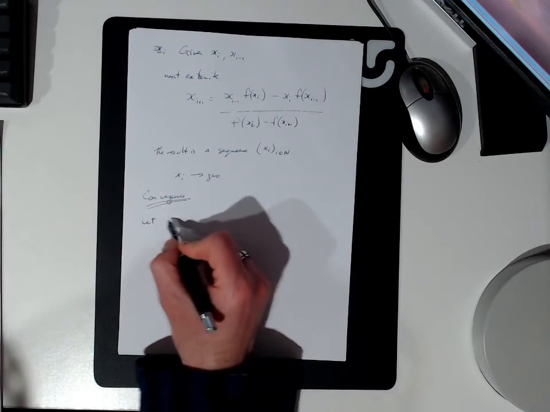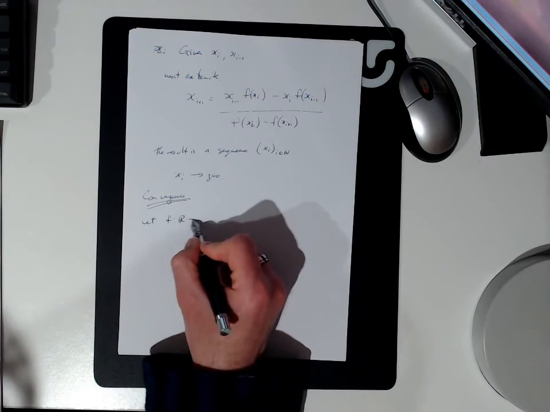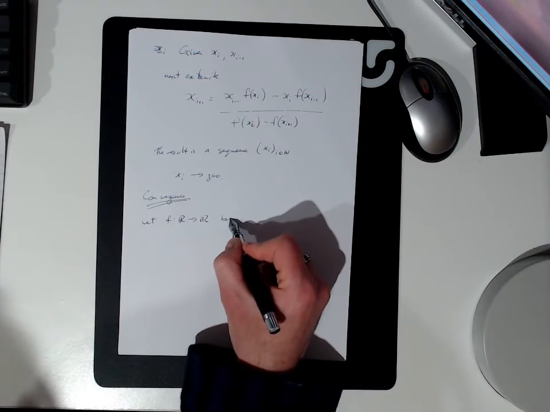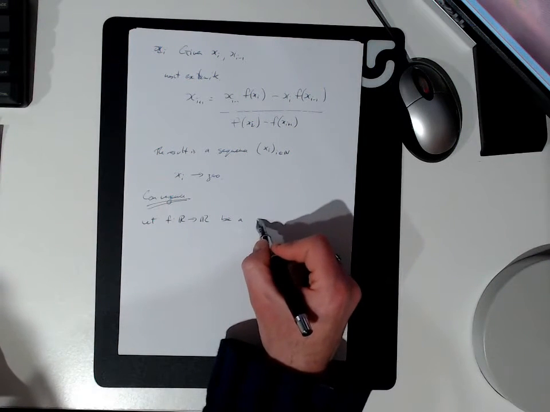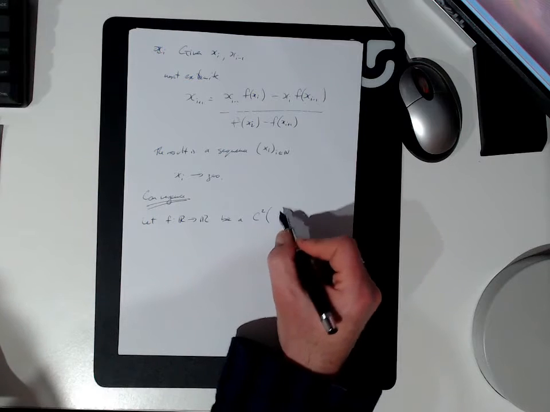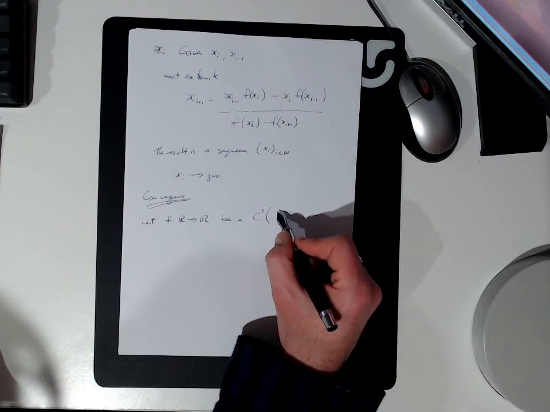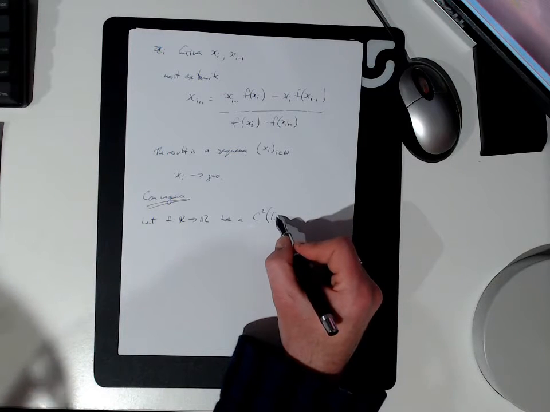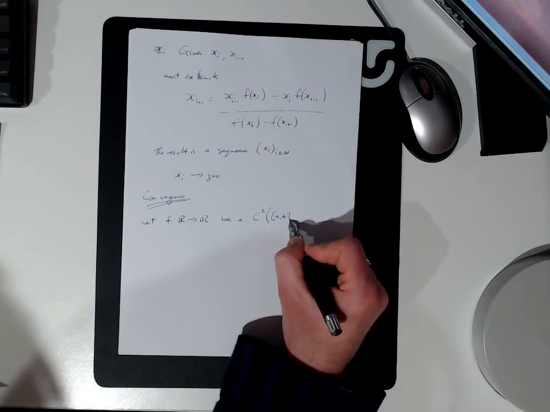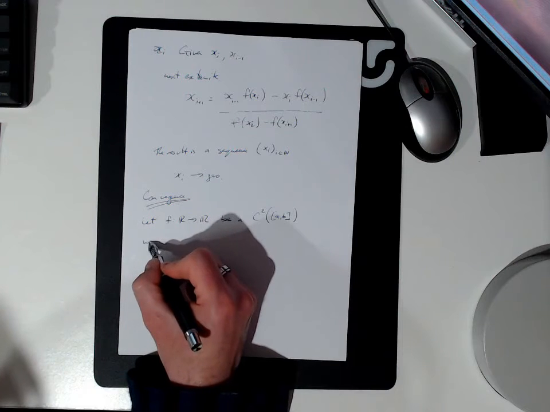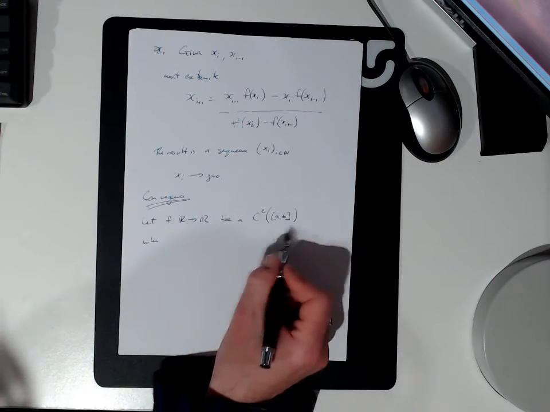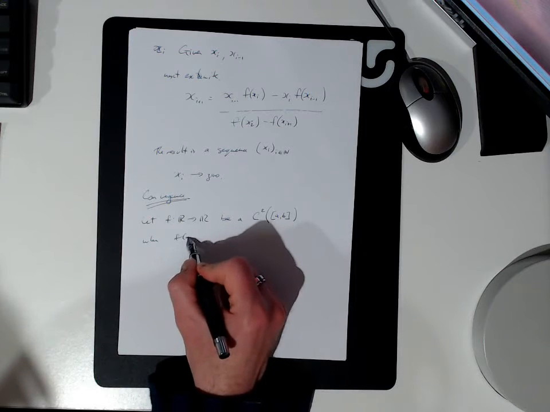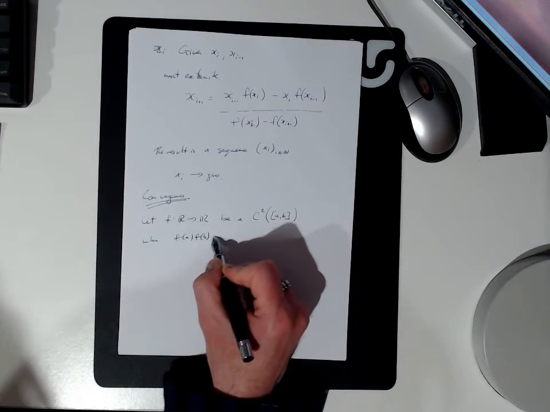Right. So let f from the real numbers to the real numbers be, I think we need C2, and let's assume that it's C2 on some interval, and we need to know that there's a 0 in the interval, right? So we need to know that f(a) times f(b) is less than 0.